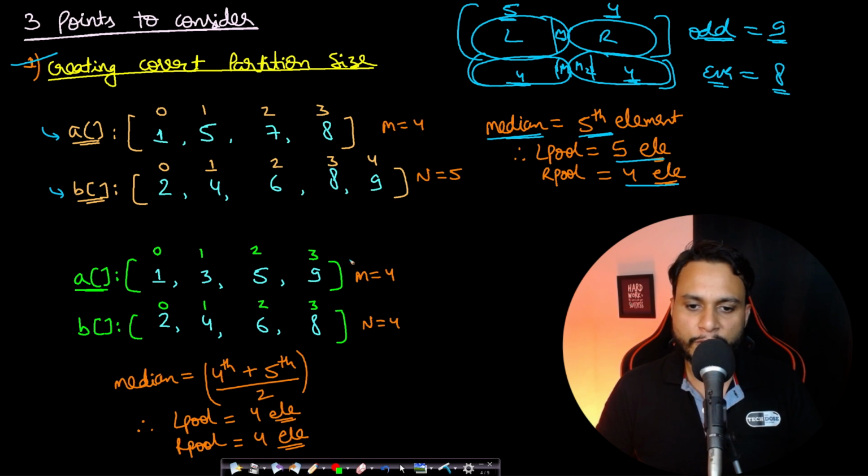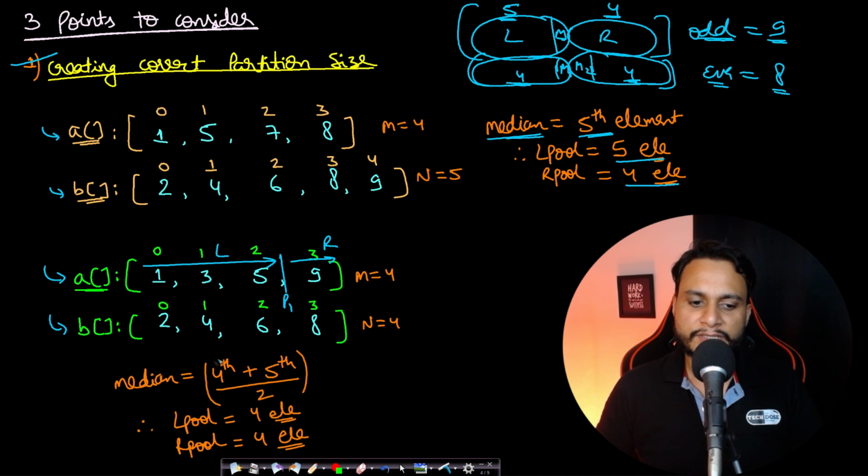Let's take another case of an even size array. So when both the arrays are of even size or both are of odd size, the total elements will be even. So in this case, it's just the same. Let's say we have put partition 1 here. So you have 3 elements on the left side and 1 element on the right side.